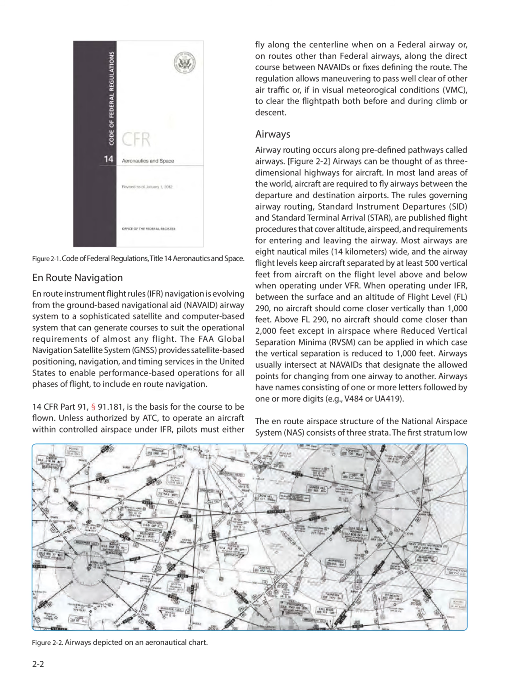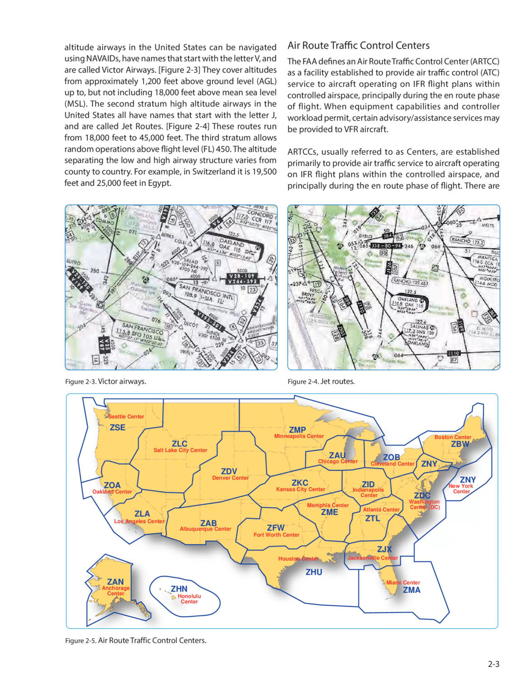Airways usually intersect at NAVAIDs that designate the allowed points for changing from one airway to another. Airways have names consisting of one or more letters followed by one or more digits, for example, V484 or UA419. The en-route airspace structure of the National Airspace System, NAS, consists of 3 strata. The first stratum, low altitude airways in the United States, can be navigated using NAVAIDs, have names that start with the letter V, and are called Victor Airways.